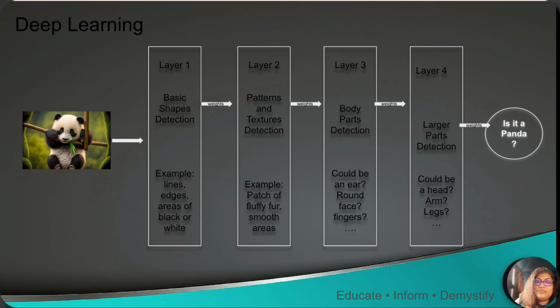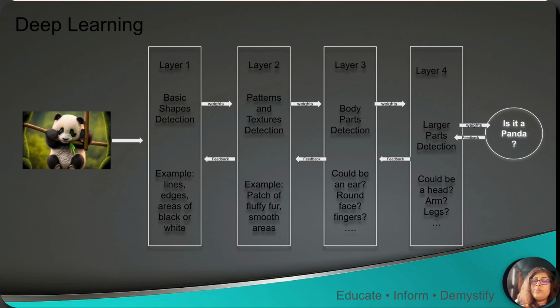If it is wrong, the feedback is sent back to the earlier layers, telling them to adjust their understanding. So every time a model makes a prediction, it learns from its mistake. This feedback loop is what helps deep learning models become more accurate over time, layer by layer. It keeps learning and refining its knowledge until it can confidently say, yep, that's definitely a panda.